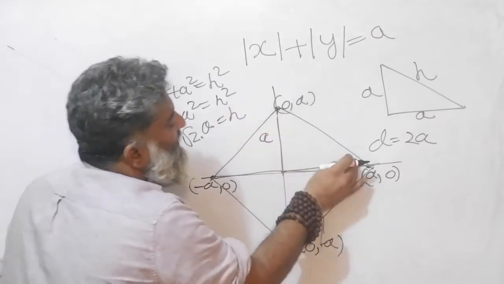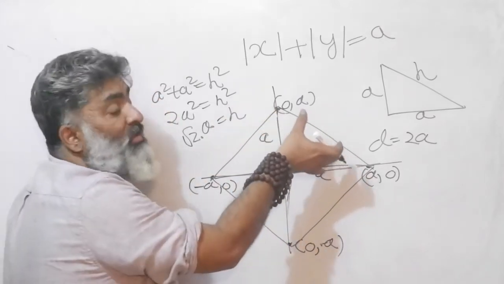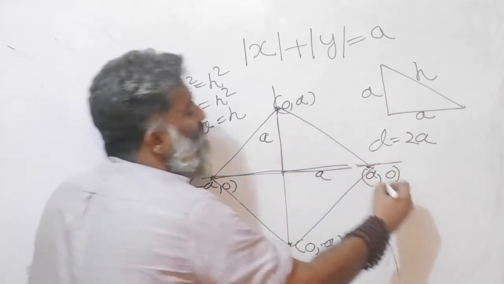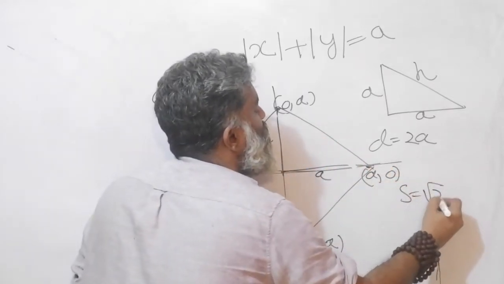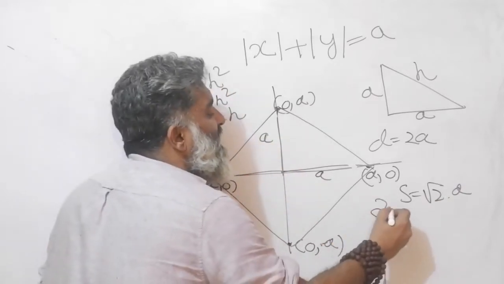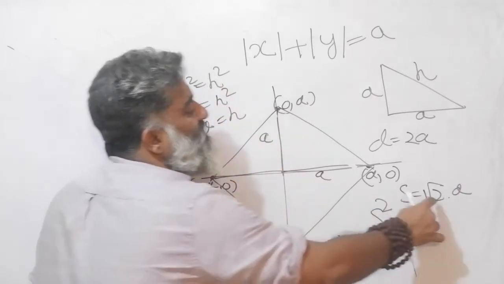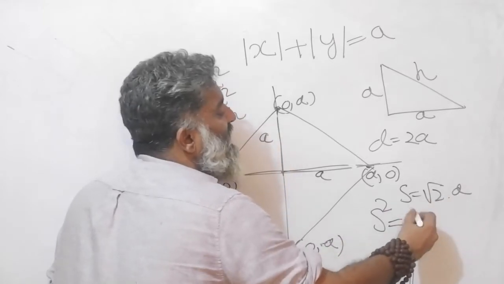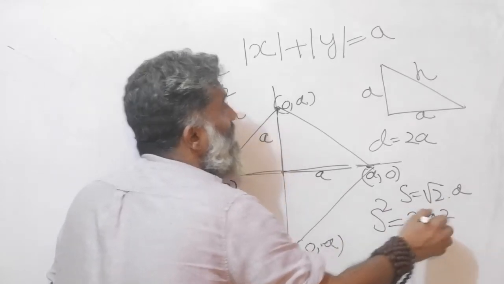That means the side of the square is going to be, side is equal to root 2 dot a. So what is the area of a square? Area of a square is s square. So if I square this, what will I get? I will get 2a square.